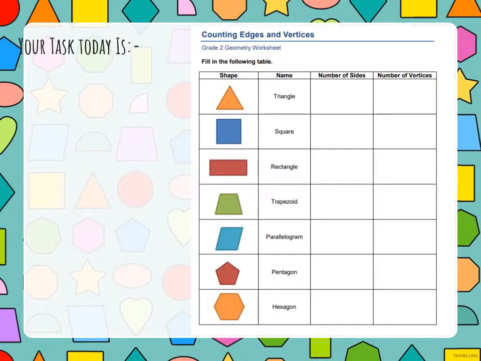Okay, so your task today is to count the edges or the sides and the vertices. So we're looking at how many sides are on each of these shapes. So our first shape that we have is our triangle, our square, our rectangle, our trapezium, our parallelogram, pentagon, and hexagon. So these are the shapes that we're going to be exploring today, and we're going to be looking at their vertices and their sides. So let's do a little bit more research before you have to go off and do that.